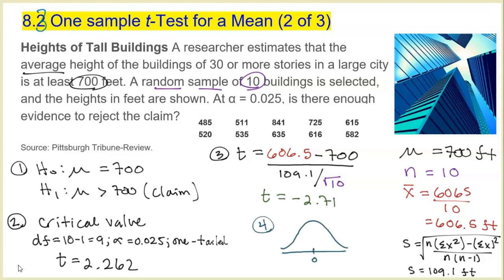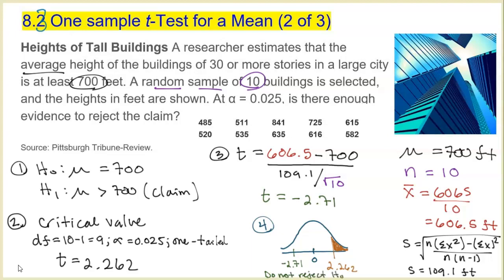Step 4, if I draw out my distribution, I'm going to find this on my t-distribution, which looks very similar to a normal distribution. Shade in the area greater than, and then I have to determine where my test value is. Is it within that critical region, or is it outside of the critical region? It's very far outside of the critical region, and we know that if it's not in the shaded area, then we will not reject the null hypothesis.